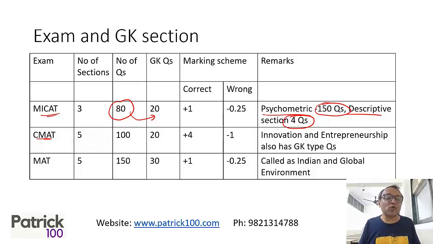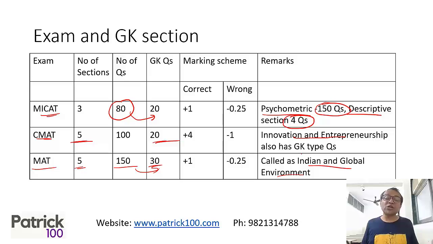For CMAT, there are a total of 5 sections, and 1 section is GK, one-fifth of the paper. In the same way for the MAT examination, there are 5 sections out of 150 questions, and 30 questions are GK. This is called Indian and global environment. In CMAT, they have one more section called innovations and entrepreneurship. Apart from the normal GK, there you also have some GK questions based on entrepreneurship. But yes, there is a separate GK section as well, which is 20 questions. So these are the exams which have GK.